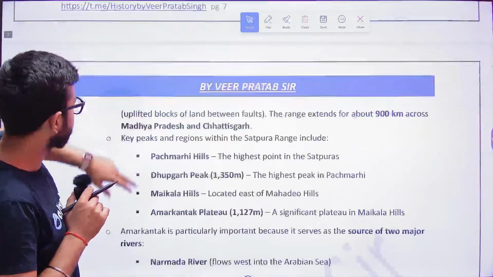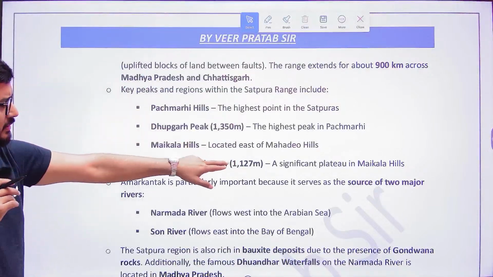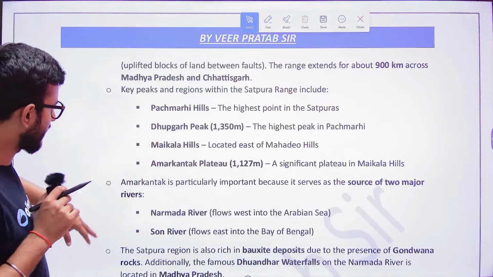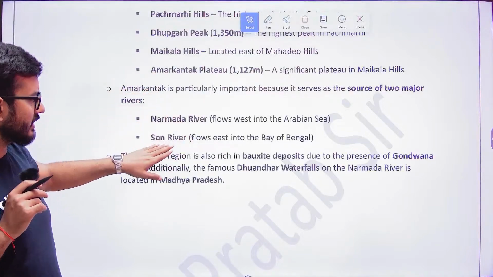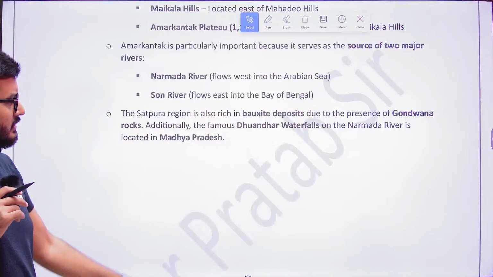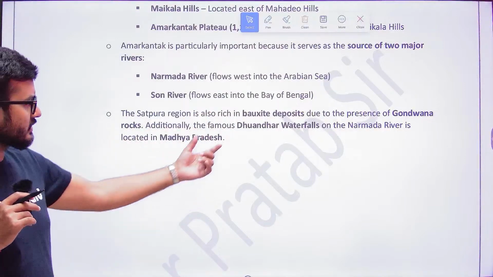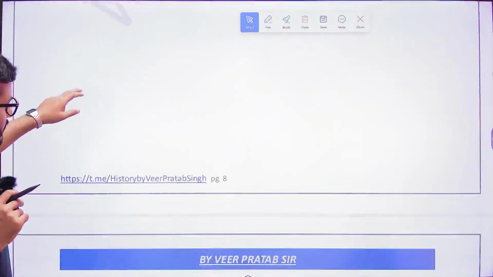The next one, there are various peaks. Remember these peaks and remember the altitude also. The Amarkantak is the source for the Narmada river and the Son river, that is what I told you. Then the Satpura is very rich in bauxite deposits, and there are certain waterfalls also. So these are the hills.